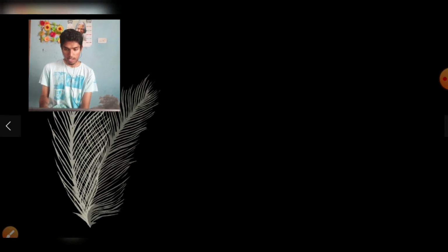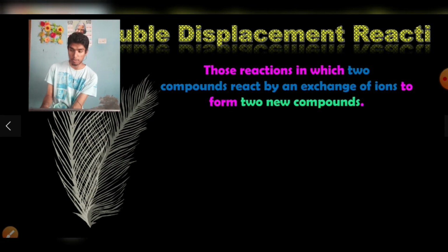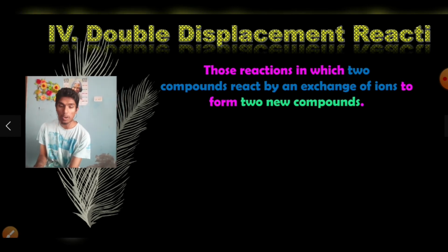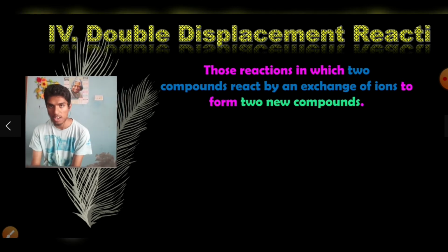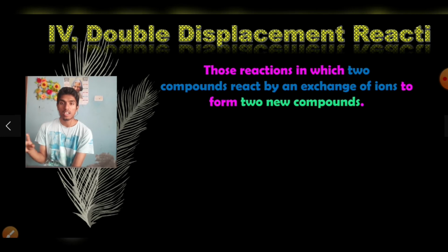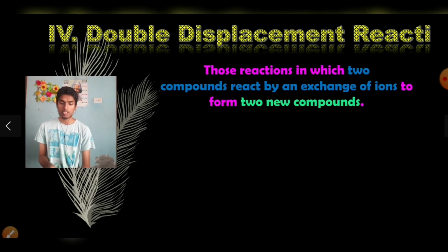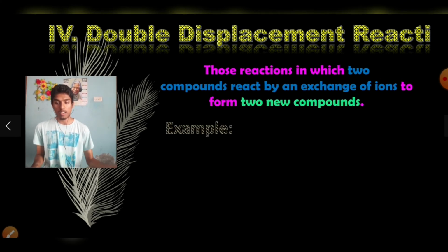Now the last type of chemical reaction which we are going to learn is double displacement reaction. Just now we learned what a displacement reaction is. Double displacement means two atoms are being replaced, right? Those reactions in which two compounds react by an exchange of ions to form two new compounds. So this is an example of the double displacement reaction.